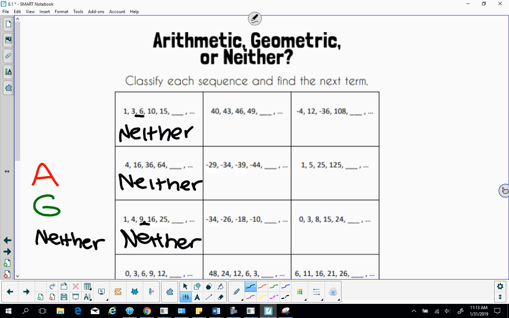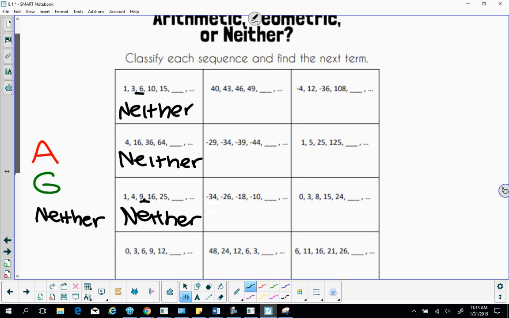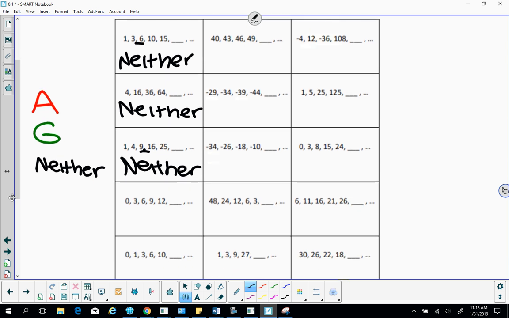That's not geometric. What about this one? No, that's geometric. No, you multiply 3 by 3. It's arithmetic. Why? Because what's your difference? You add 3. Yeah, so plus 3, plus 3. So you're going through and just labeling it A, G, or neither. And if it's A or G, tell me what the difference or the ratio is.